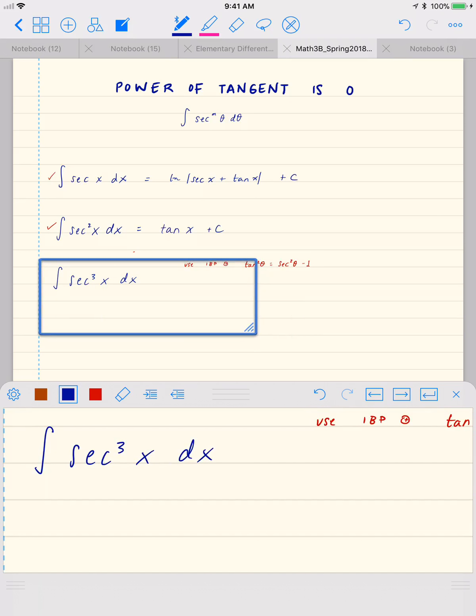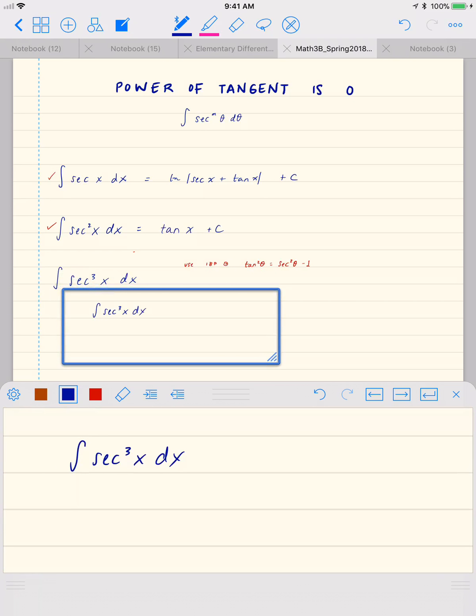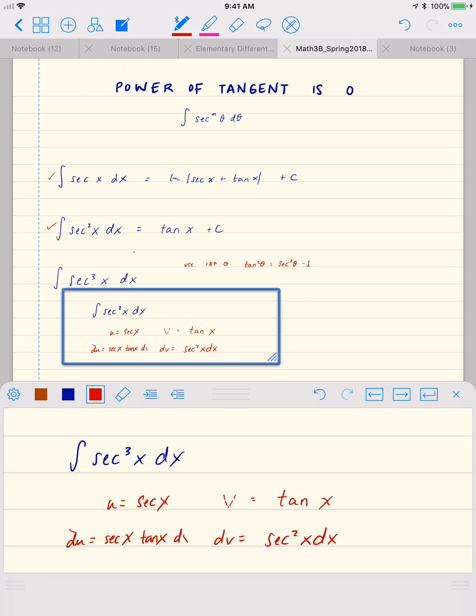So if we want to find the integral of secant cubed x dx, we're going to use integration by parts. We need to know what is u, what is dv. Pull off secant squared x dx. Make that your dv, because then you know v is equal to tangent of x. What's left when we pull off secant squared x dx is secant x. And the derivative of secant x is secant tan. So du is secant x tan x dx.